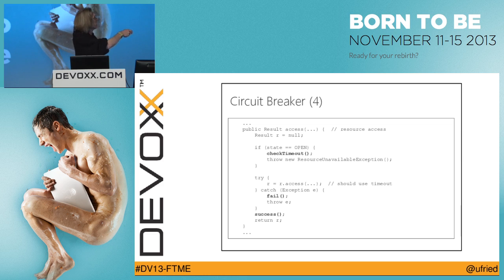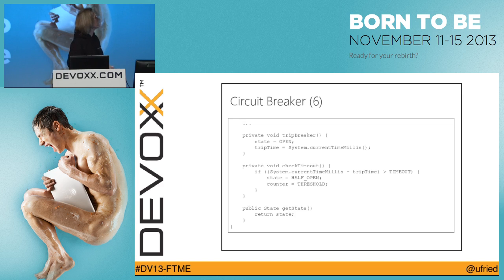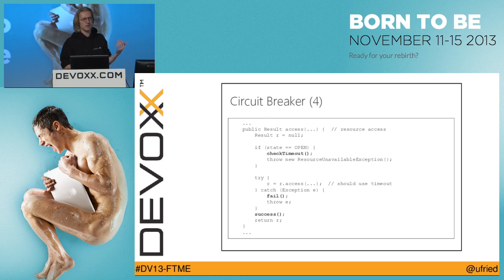And here's the core access method. At the beginning, the state's not open, so we can skip that if, and we go in here and try to access the resource. If it succeeds, we call success and return the result, and if it fails, we call fail, and we hand out the exception for further processing. Success is quite straightforward. I use the reset method here, so I reset my counter. Failure increases the counter, and if the counter exceeds a certain threshold, I call trip breaker, which then switches the state, and I just save the time when I trip the breaker for dealing with the timeout later.